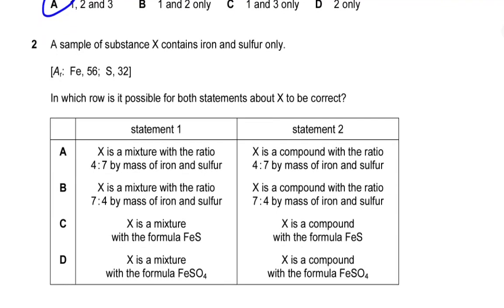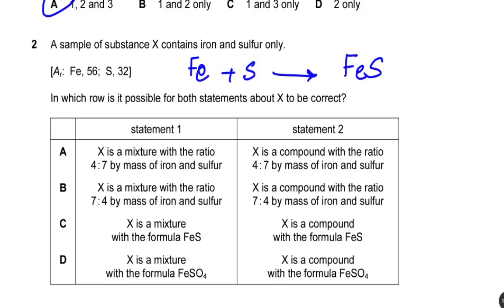Question number 2. A sample of a substance X contains iron and sulfur only. In which row is it possible for both statements about X to be correct? So basically X is a mixture with a ratio. First of all, we are going to see what sample X is. It contains iron and sulfur only. Iron and sulfur react to form a compound, FeS.